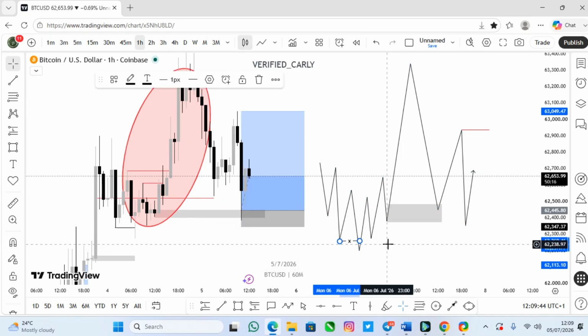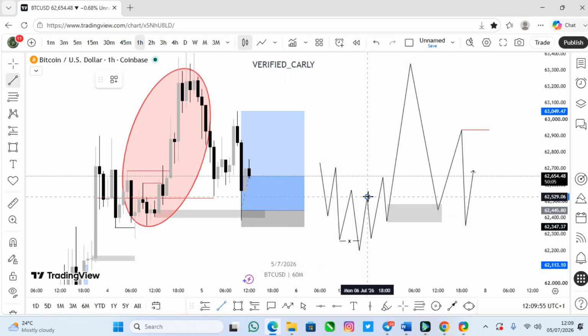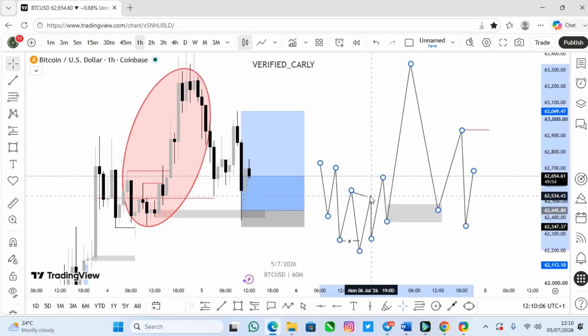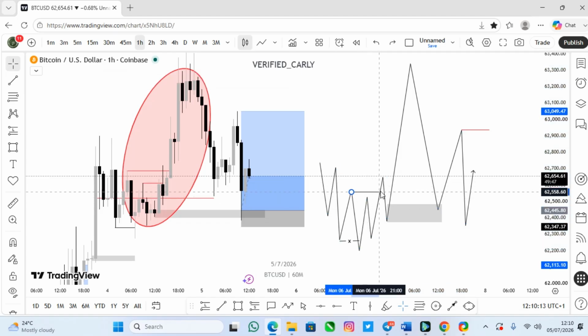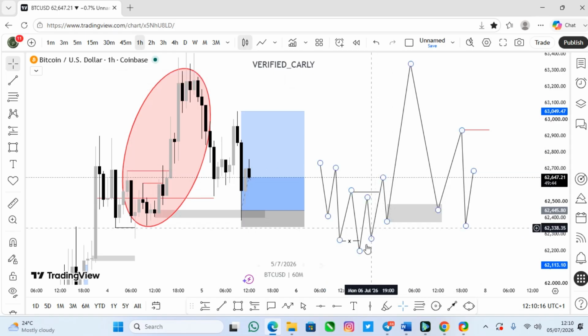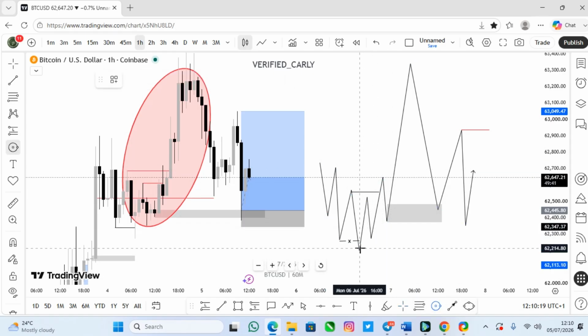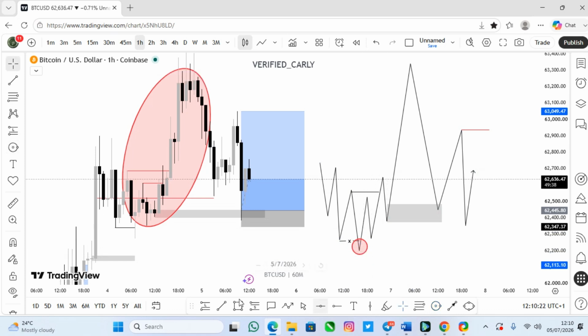Then where did I notice my change of character? My change of character clearly is at that particular zone, not this zone, not this zone. Let me show you. Because this did not break the previous structure. Look at the structure I was expecting price to break if I am going to use that zone. This structure right here. So what led to the break of structure is not this first zone. It is this next one.